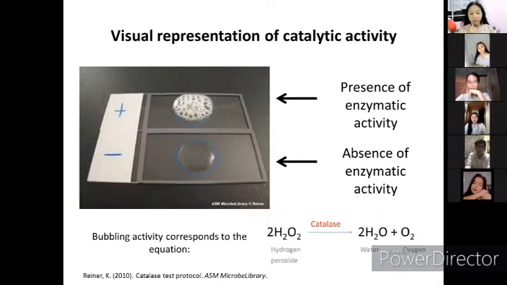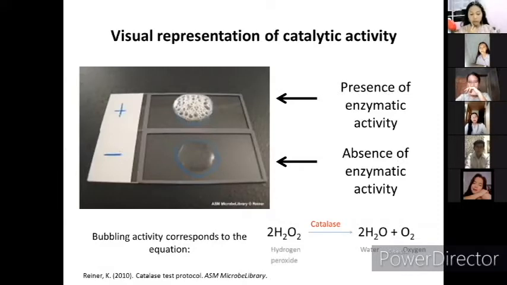The bubbling activity corresponds to the equation where two molecules of H2O2 and then catalase acted on this hydrogen peroxide, and it produced water, which became part of the solution, and then oxygen, which is the indication of bubbling activity. This explanation is from Reigne K 2010, Catalase Test Protocol from American Society of Microbiology.